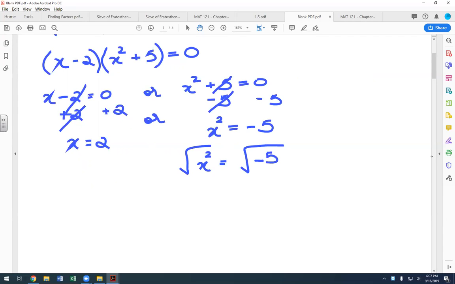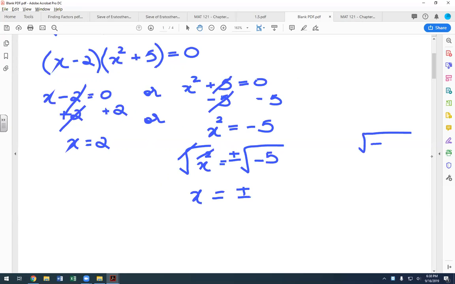Before I cancel out my square with my square root, you've got to remember this, people, very, very essential. Anytime you take a square root, you're going to get one positive root, one negative root. Okay? So your square and square root cancel out, giving you x equals plus or minus. Remember, we did this last time.